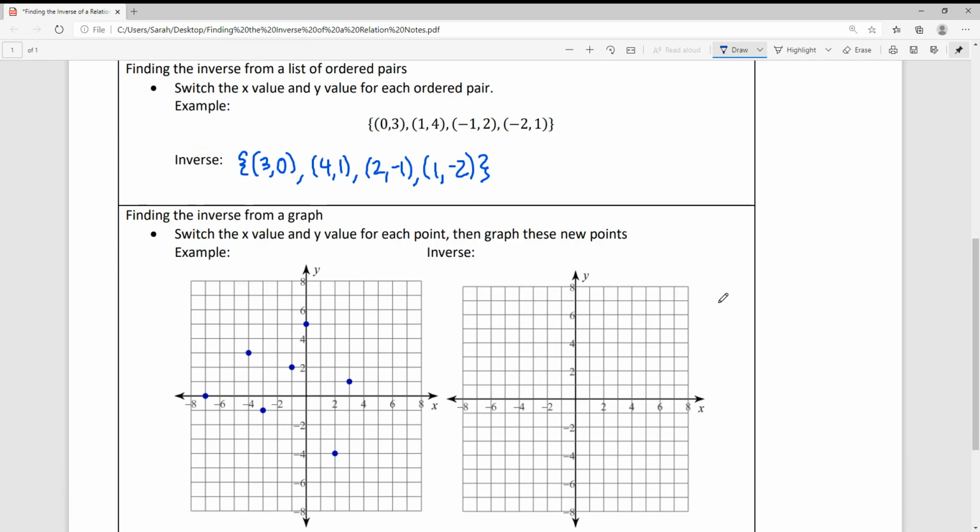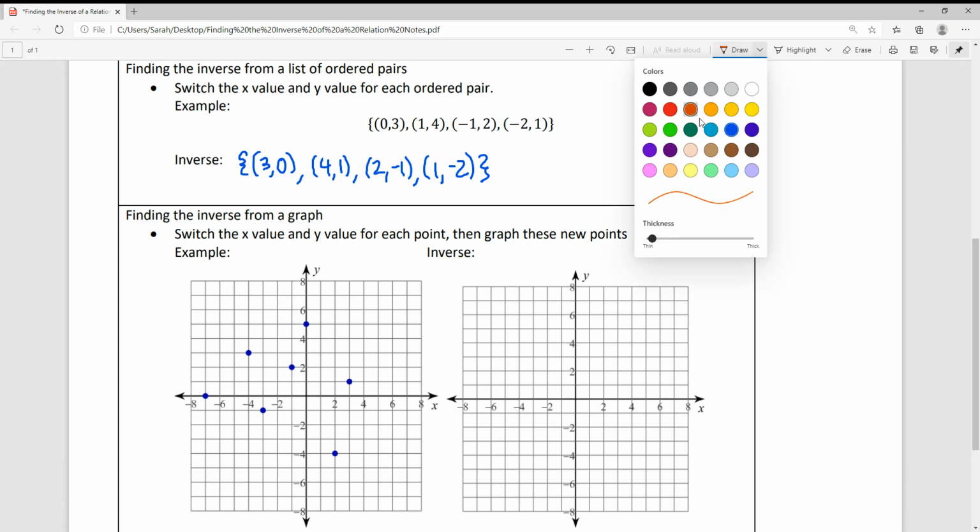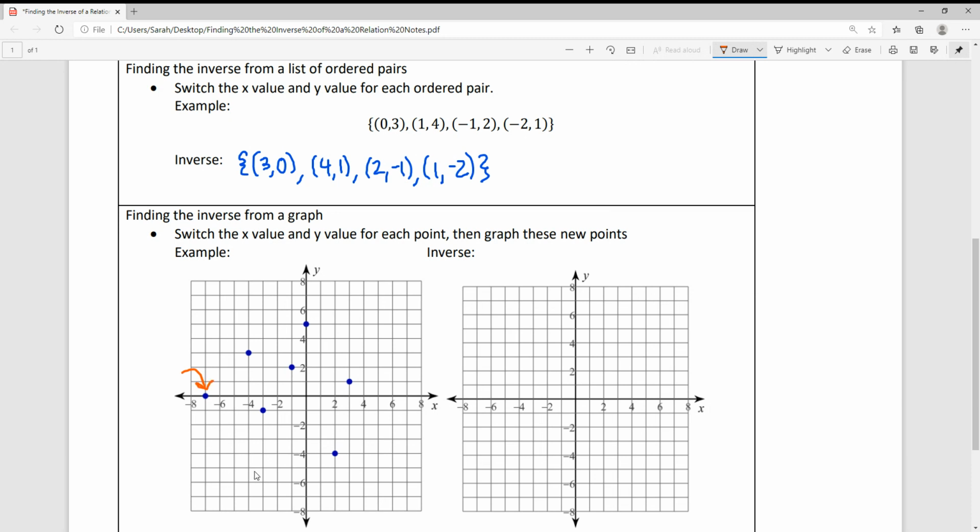With a graph, it works the same way. You can actually think of each of these as being an ordered pair, which might make your life easier. I'm still going to switch the X value and Y value, but since I start with a graph, my answer is going to be a graph too. Again, this won't be on your homework, but I think it's important for you to have at least seen it. This first point right here that I'm pointing at is negative 7, 0, because X is negative 7, Y is 0. If I invert that, it's going to become 0, negative 7.